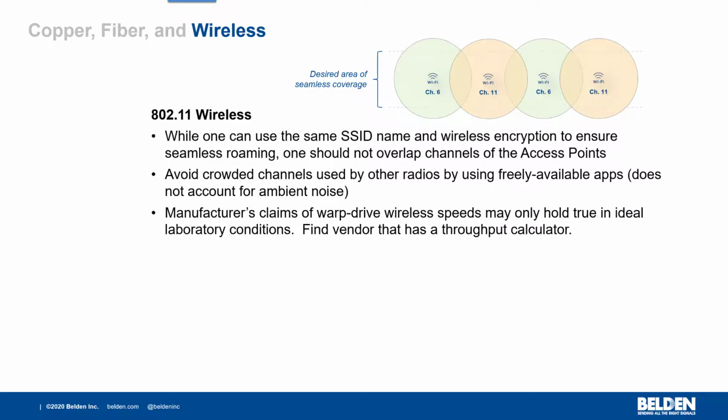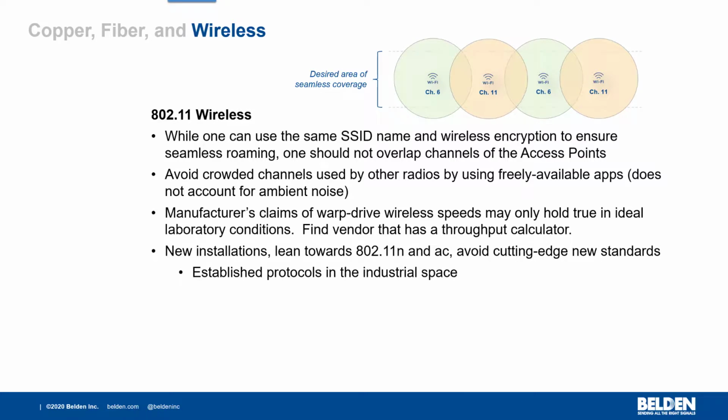We also caution customers from being lured in by manufacturers' claims of excessive wireless speeds, as these may only hold true in ideal laboratory conditions. Ideally, find a vendor that has a throughput calculator that allows you to determine what your overall estimated throughput would be depending upon the distance, the antenna type used, as well as length of antenna cable.